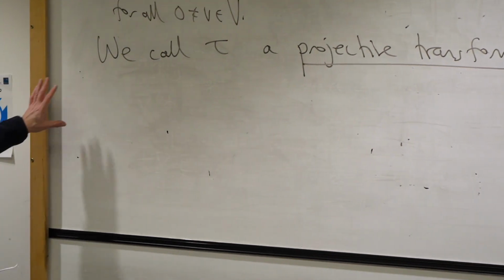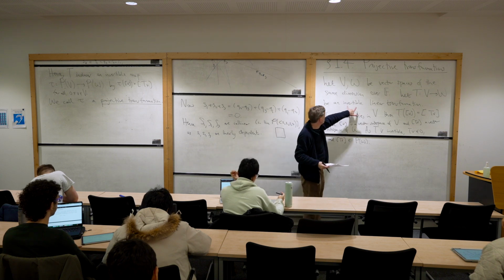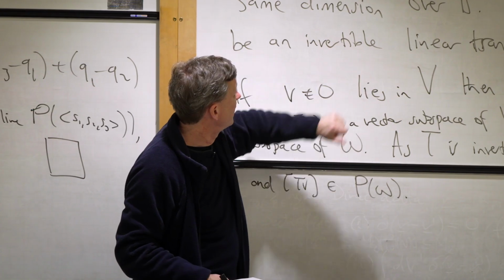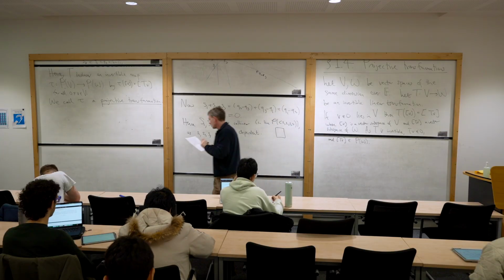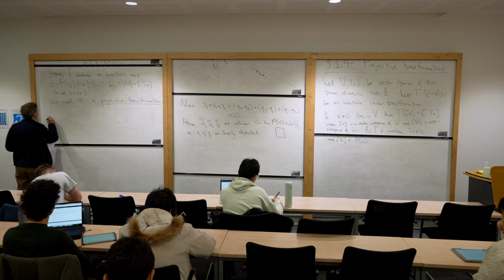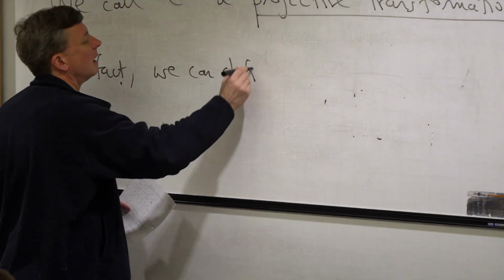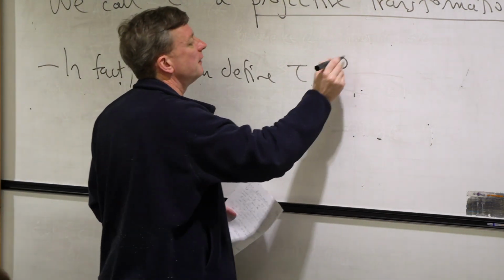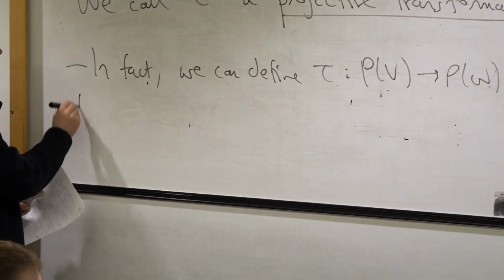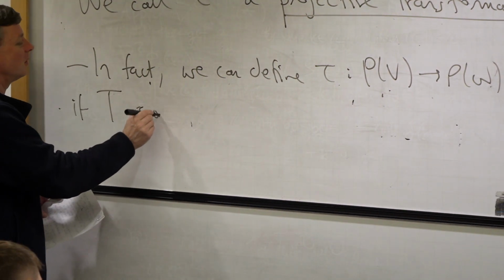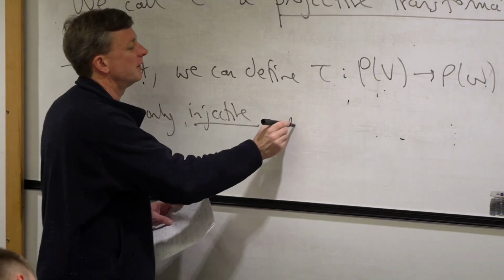Okay, so you might think that requiring big T to be invertible is a bit strong. So you can define linear maps without requiring invertibility. In fact, we can define tau going from P of V into P of W if the linear map big T is only injective, not invertible.